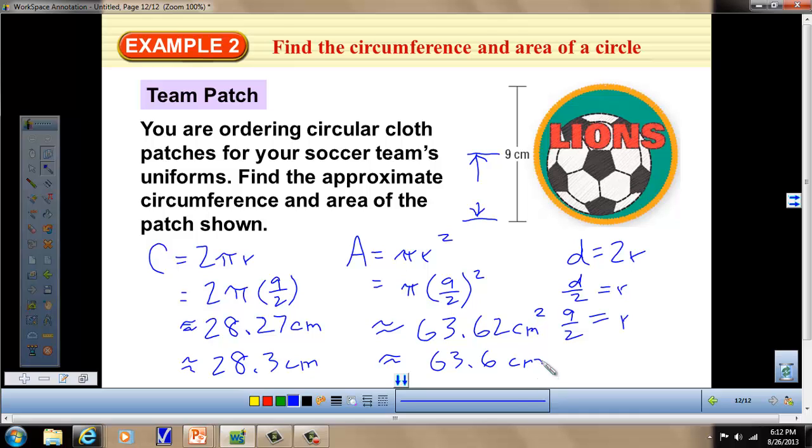If you use 3.14, it's going to be off a little bit. So again, on your calculator, try to use the pi button. If you have trouble finding it, let me know. Or in Mr. Liu's class, let him know. So again, that was 4.5 centimeters.